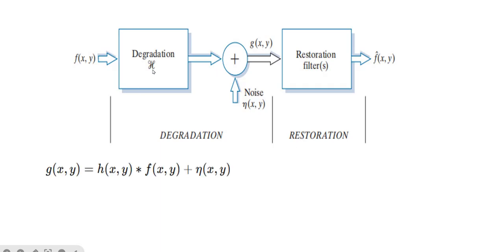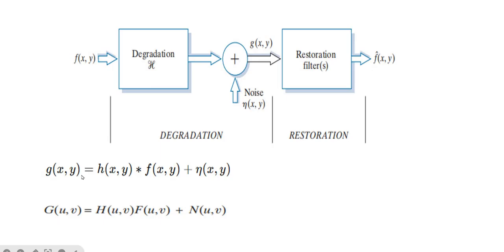Now if h is a linear position invariant process, then the degraded image, that is g of xy, can be given by this equation. That is, g of xy is equal to h of xy convolution f of xy plus nu of x comma y. Here h of x comma y is a spatial representation of the degradation function. And next, convolution in the spatial domain is analogous to multiplication in the frequency domain. So this is in the spatial domain. Now we will convert this to the frequency domain.